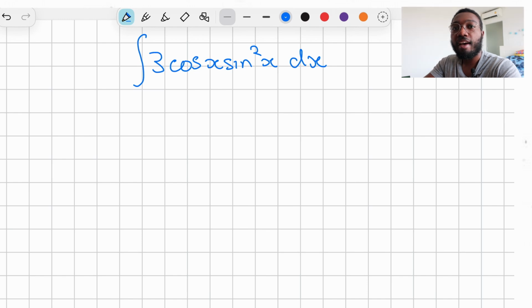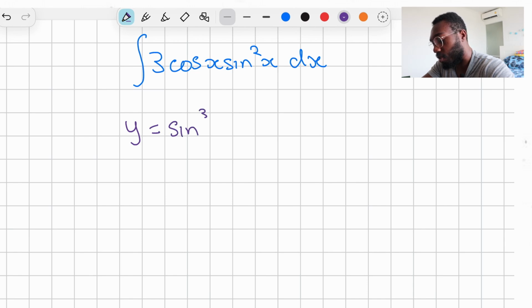So for this one, we have 3 cosine x sine squared x, and we need to integrate that with respect to x. So again, what do we know? Well, when we're integrating, the power is going to be raised by 1. So in this case, let's consider y to equal sine cubed x, because we know that when we integrate, we usually get an extra power. And now let's differentiate sine cubed x.